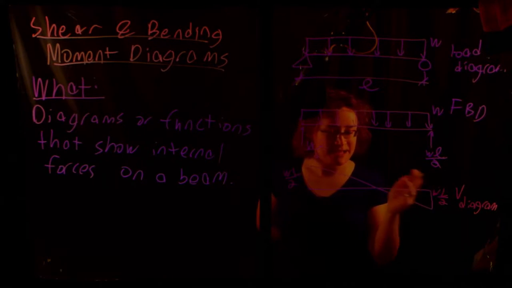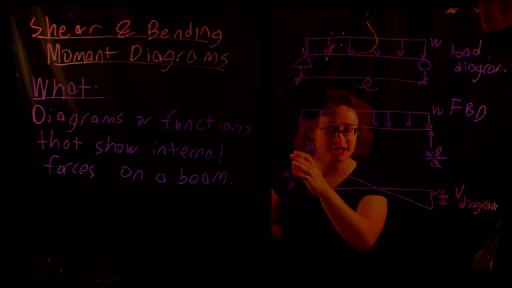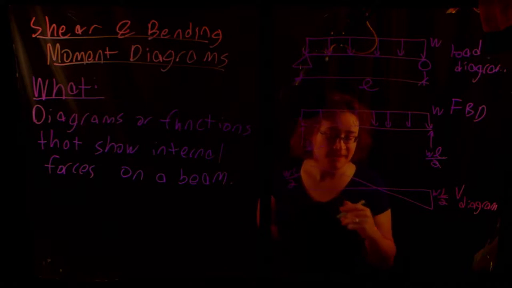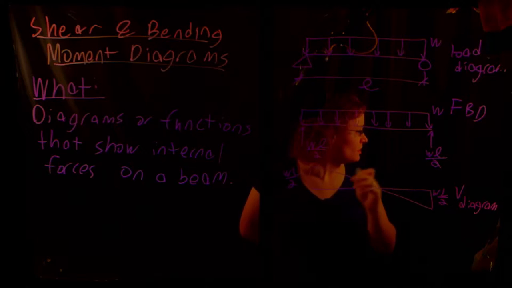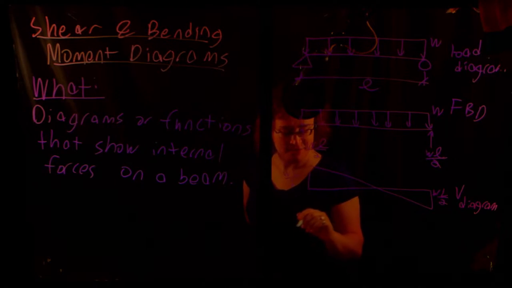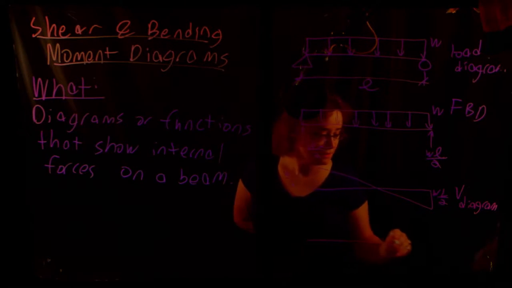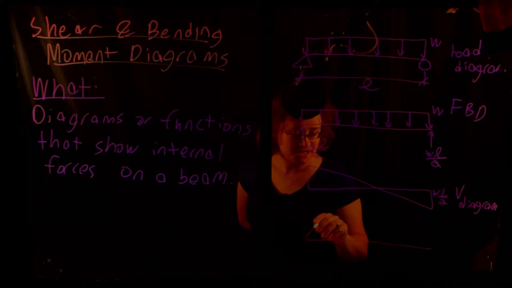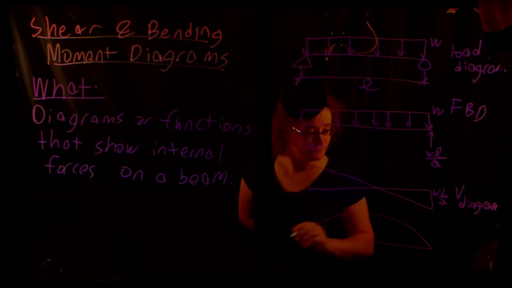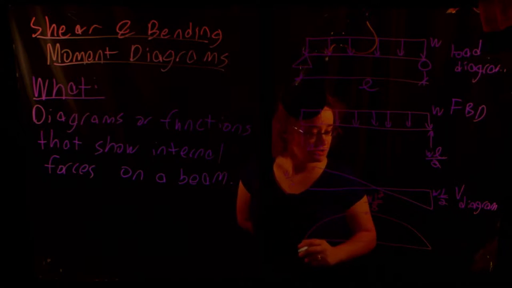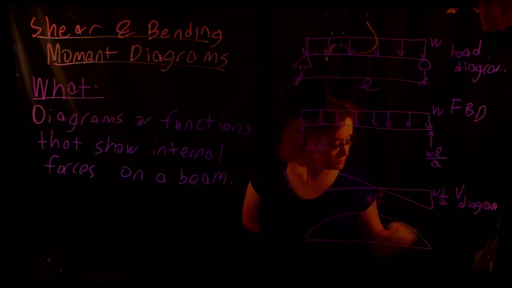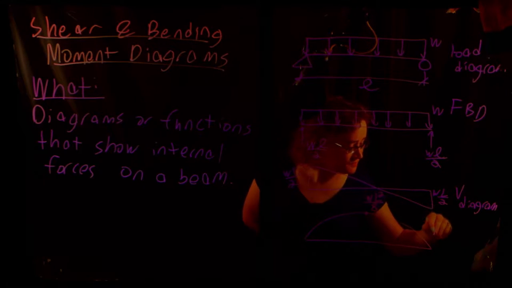Again, simply a plot showing the shear as a function of position along the beam. And then you can also have a moment diagram. In this case, this would be parabolic, and this would have a peak of WL squared over 8. And this would be your moment diagram.